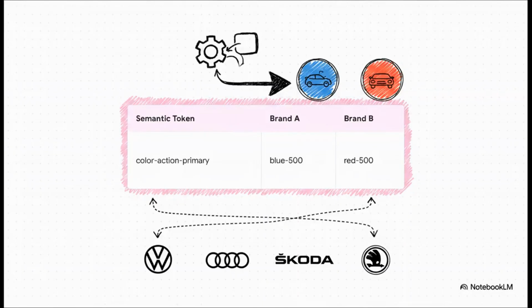Think about how that middle semantic layer operates. Our universal semantic token is color action primary. This is the universal language your entire team speaks. But notice the mapping. Brand A maps that token to blue 500, while brand B maps the exact same token to red 500. The component just asks for the primary action color, and the system delivers the correct hex code based on the active brand mode. Industry leaders like the Volkswagen Group use this exact token architecture to power the digital interfaces for VW, Audi, Porsche, and Skoda, all from one core codebase.